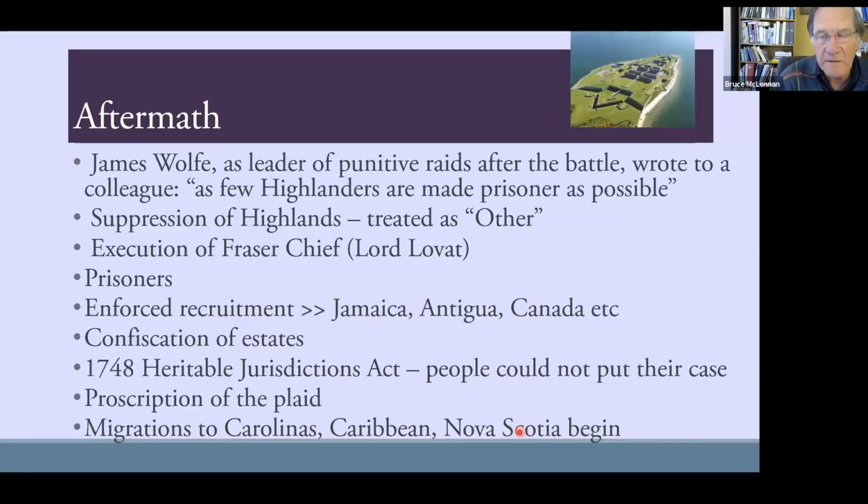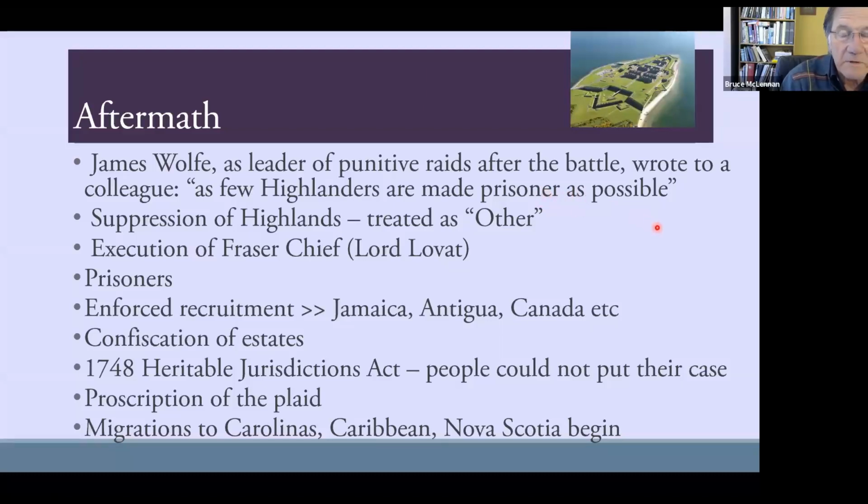What was the aftermath of this event on Culloden Moor? Well, James Wolfe, now James Wolfe, you've got to keep this name in mind here, you remember, who was the significant part of the thing, told his colleague that they should make as few Highlanders prisoner as they could. That meant shoot them. So if they were on the field half dead, just shoot them.